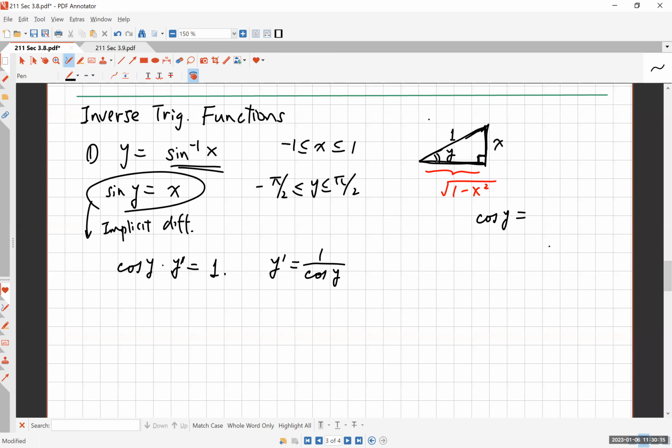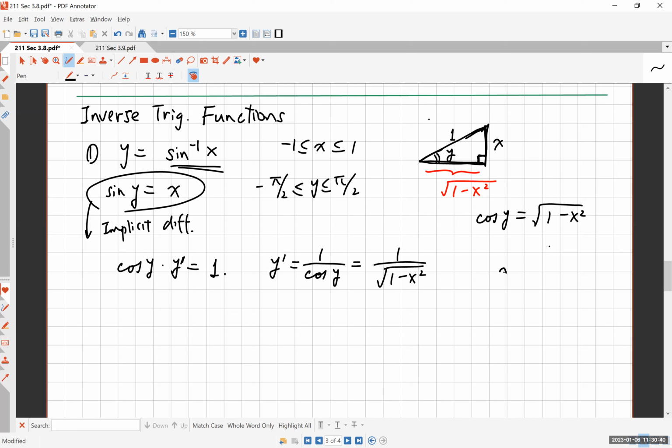Cosine of y is what? Adjacent over the hypotenuse. Right. So it's going to be 1. No. What did I say? I said it's adjacent over the hypotenuse. This over 1. Okay, so that's it. So then this becomes 1 over the square root of 1 minus x squared. And that's it.